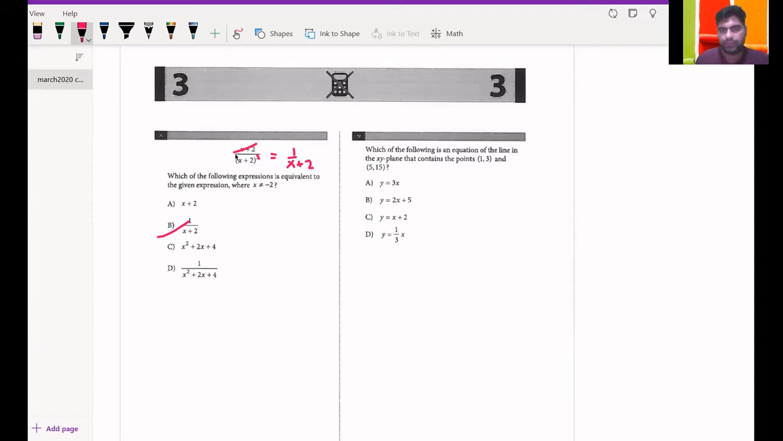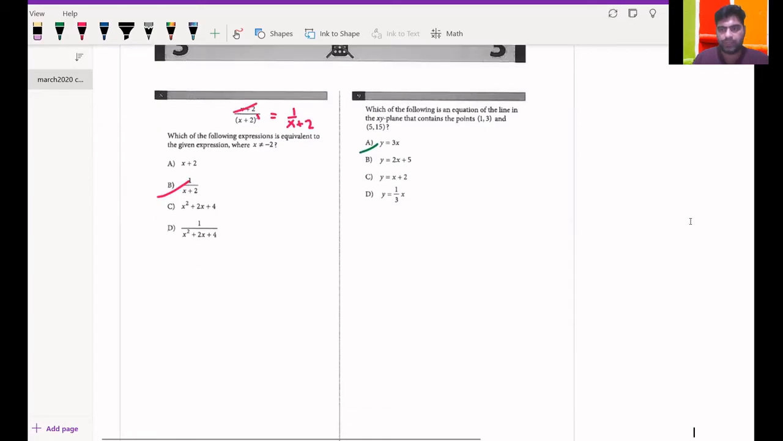Can it be B? If I plug in 1 here, I'm getting y as 7, so no. If I plug in 1 here, I'm getting y as 3. However, if I plug in 5 here, I'm getting y as 7, so it doesn't work. Similarly, D won't work. If I plug in 1 here, I'm getting y as 1/3, so my answer is A. A lot of the questions can be solved by plugging in the values.